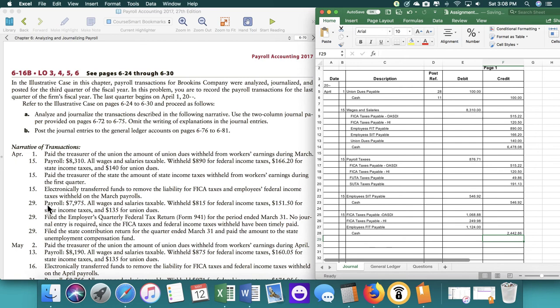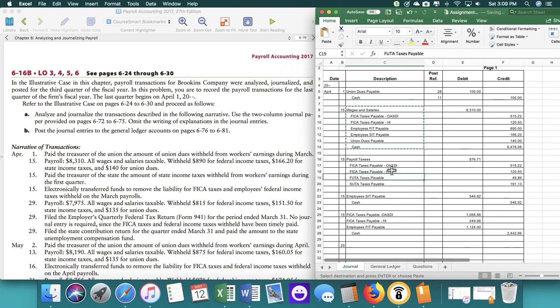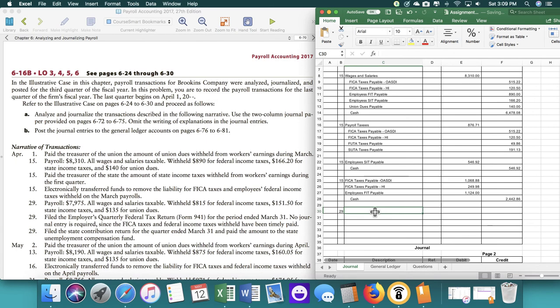So now we have three transactions for the rest of April, and it's basically going to be very similar to what we've already done. On the 29th, we are repeating the payroll process. So I'm just going to copy and paste the cells. And it will not let me do that.